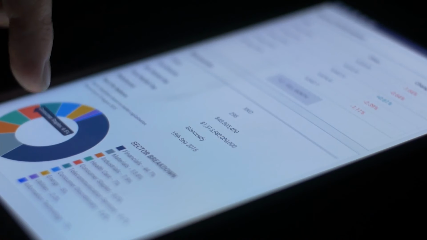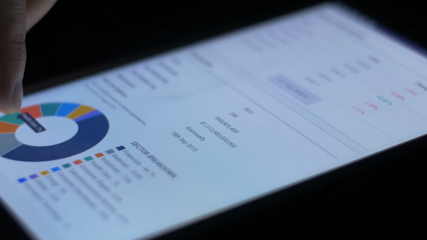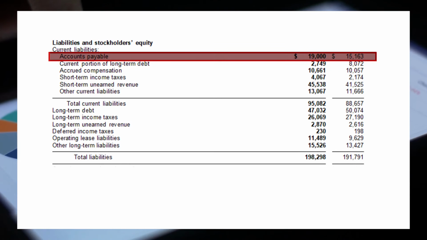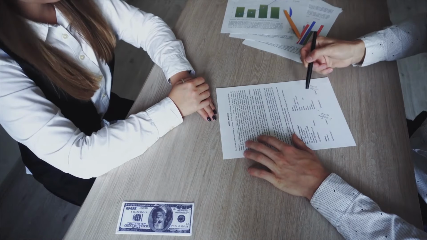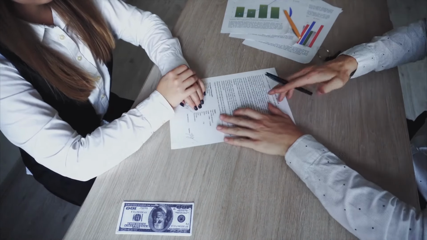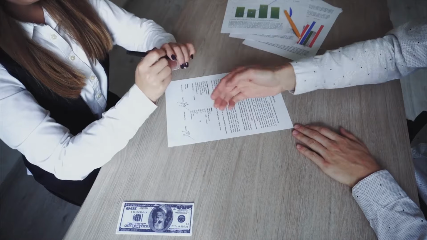A typical example of current liabilities is accounts payables. These are the amounts the company owes to its suppliers. For instance, if Microsoft orders computer chips from a supplier and promises to pay within 30 days, that amount is classified as an account payable.